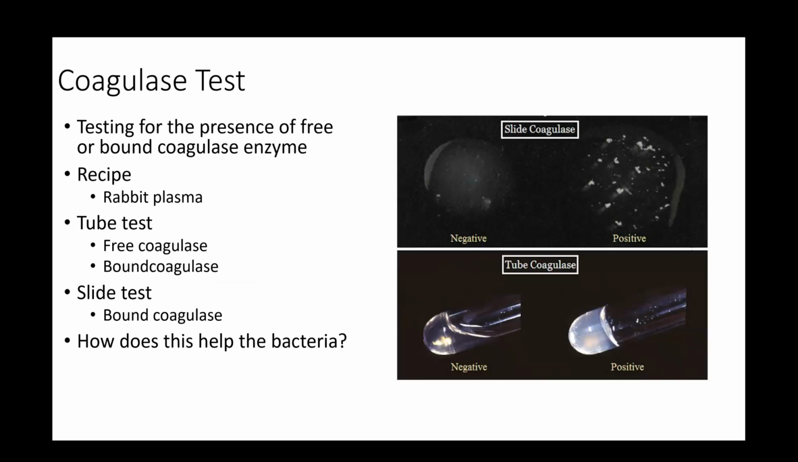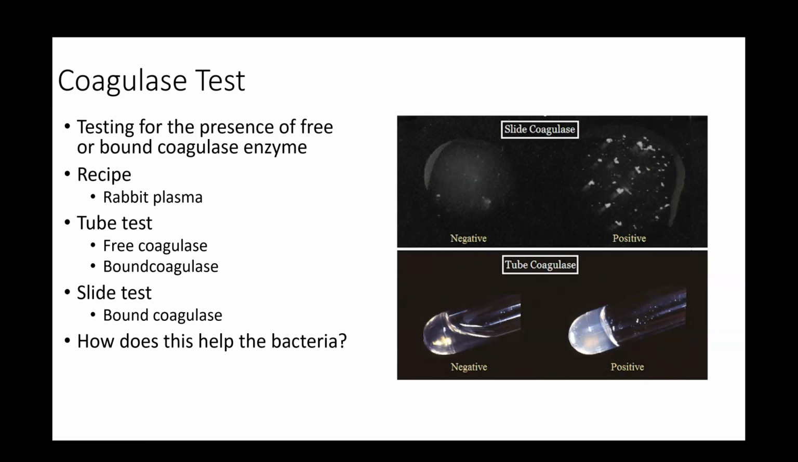All right, so let's go on to our second lab. This is lab 523 and the coagulase test. Again, as always, we're testing for the presence of a particular kind of enzyme. In this case, we're looking for an enzyme called coagulase. And coagulase has two different forms.